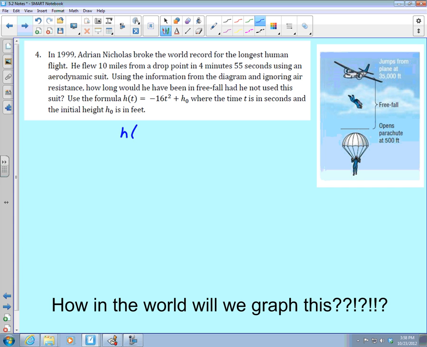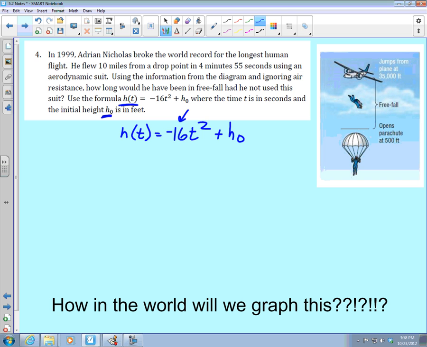H of t equals negative 16t squared. Remember, negative 16 is gravity's pull, plus h sub 0, that's the initial height. Where t is time in seconds, and the initial height is h sub 0, yes. H of t is the height at whatever time you're looking for.